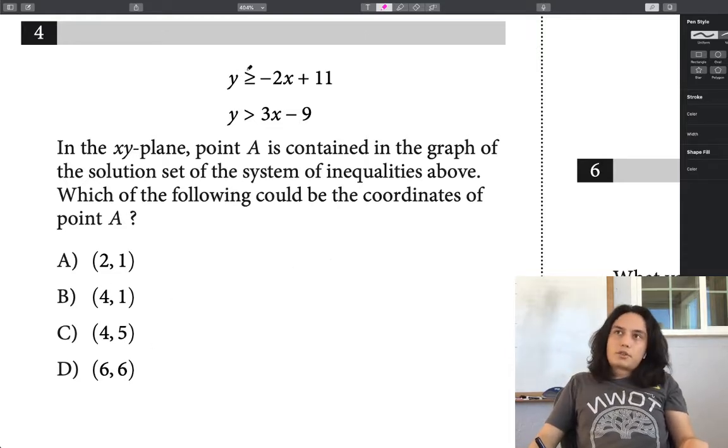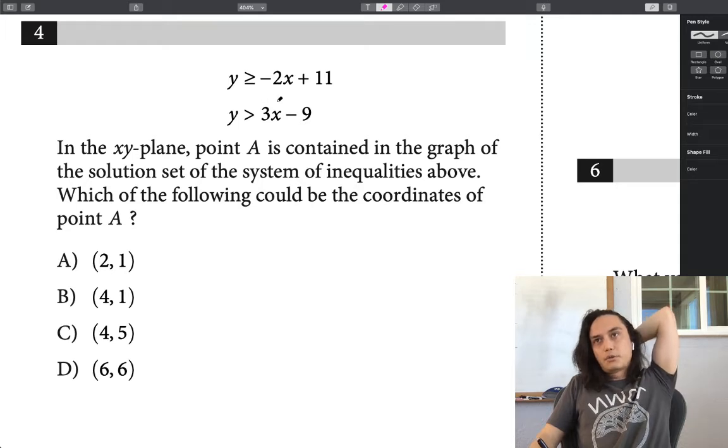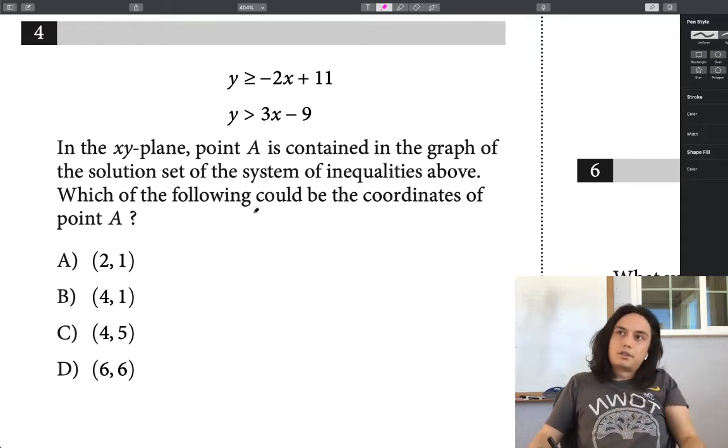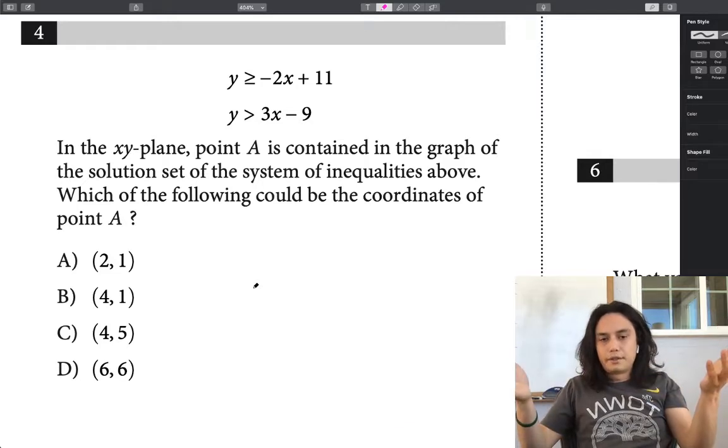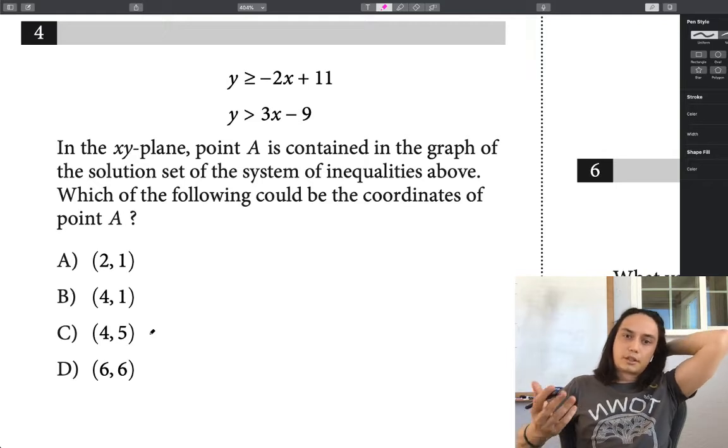All right, so y is greater than or equal to negative 2x plus 11. This is just a line. All right, fine. Here's another line. Y is greater than 3x minus 9. All right, so these are these two equations. In the xy plane, point A is contained in the graph of the solution set of the system of inequalities above. That's confusing. I'll explain what that wording means. Which of the following could be the coordinates of point A? So basically what we need to do is draw the graph, look at the solution set, which I'll describe, and then pick which of these points actually falls in there.